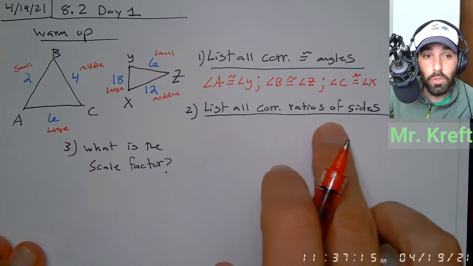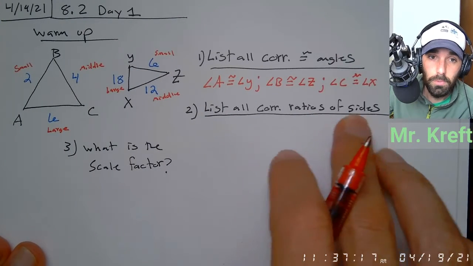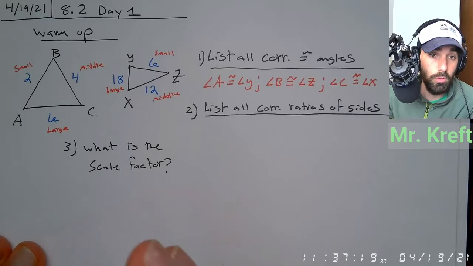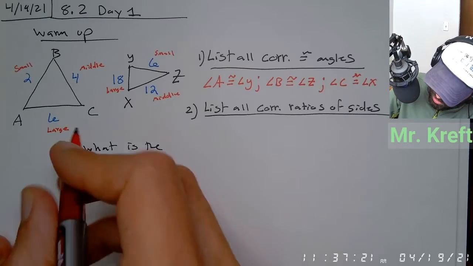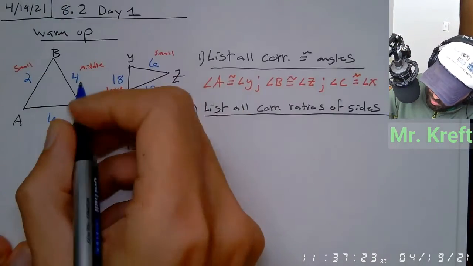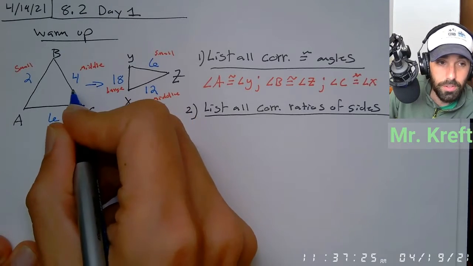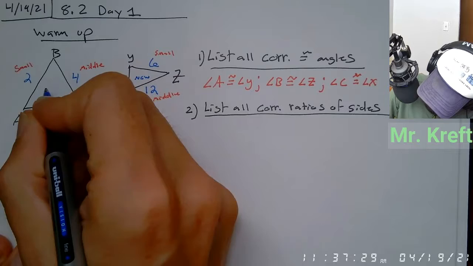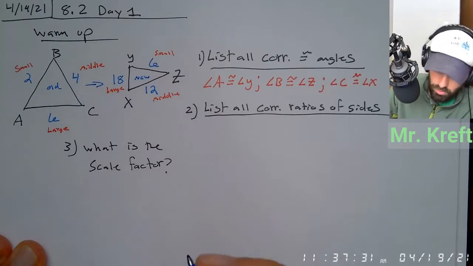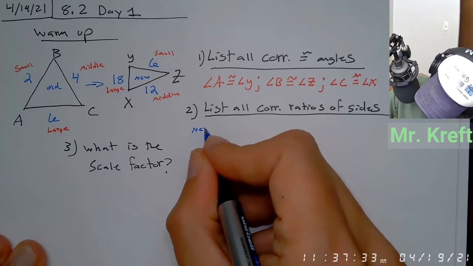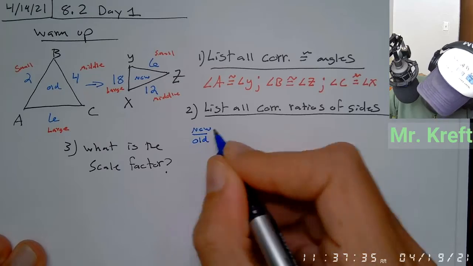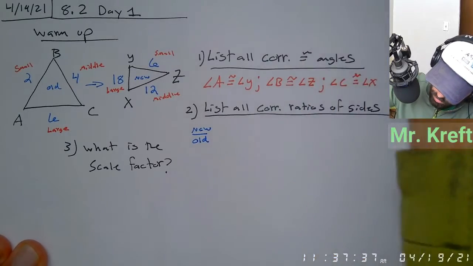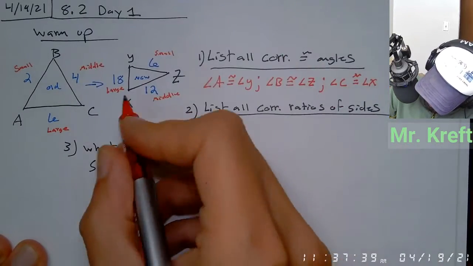Now I'm going to list all the corresponding ratios of the sides. With the ratios, we're just doing fractions. If it doesn't say, we always assume we're going from left to right. So this is my new, and this is my old. I'm always going to do new over old. So what do we have for ratios?